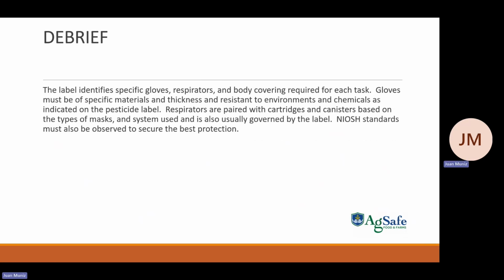So in debrief of this section, the label identifies specific gloves, respirators, and body coverings required for each task. Gloves must be of specific materials and thicknesses and resistant to environments and chemicals as indicated on the label. Respirators are paired with cartridges and canisters based on the type of masks and systems used, and this is also usually governed by the label. NIOSH standards must also be observed to secure the best protection.